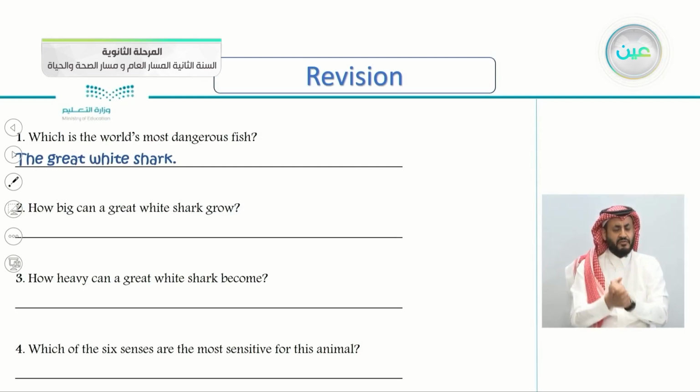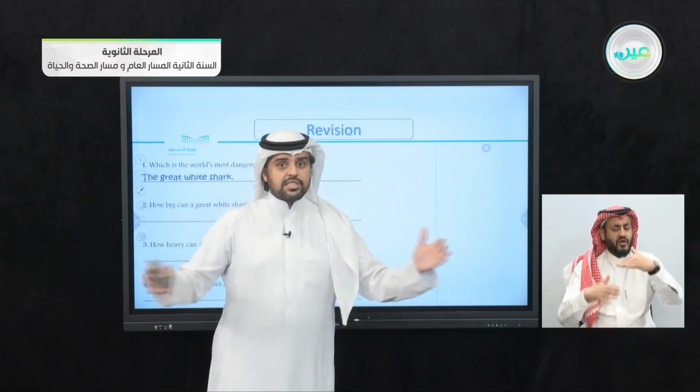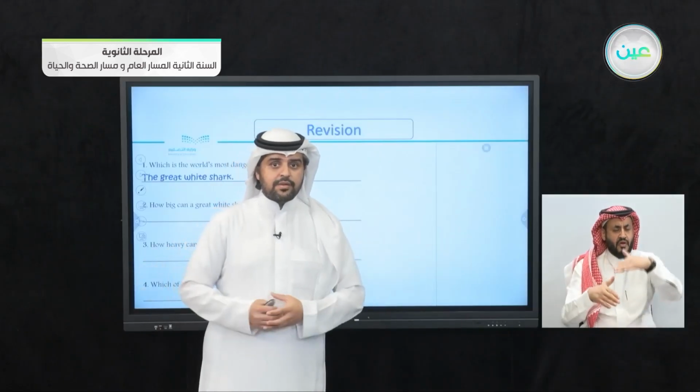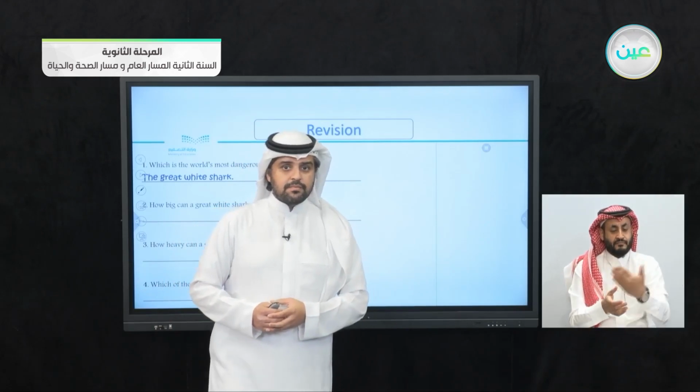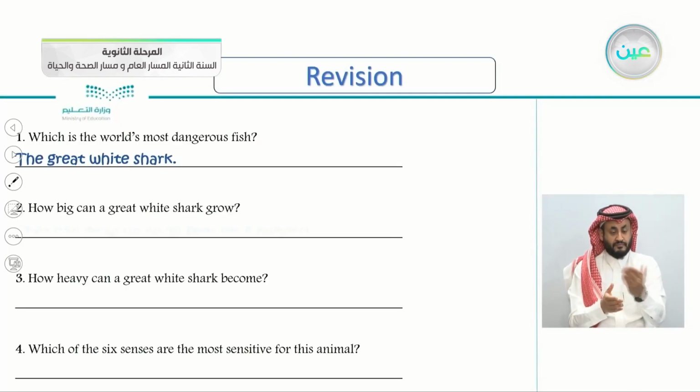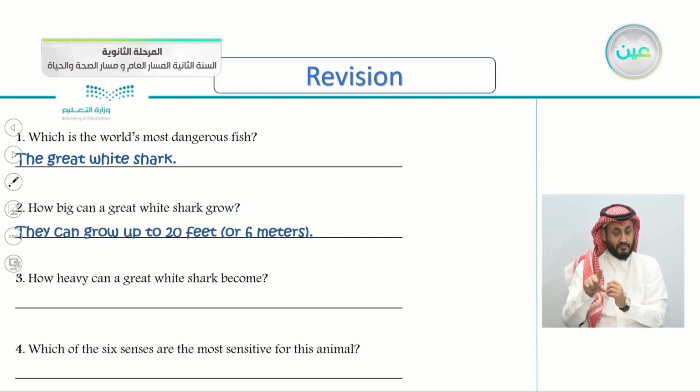How big can a great white shark grow? How big can it grow? So let's see the correct answer here. They can grow up to 20 feet or 6 meters.